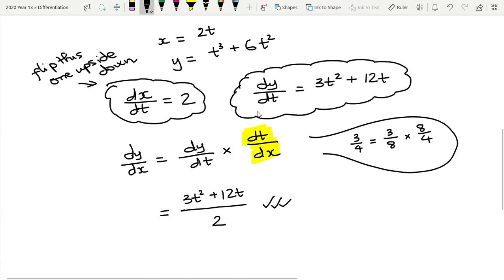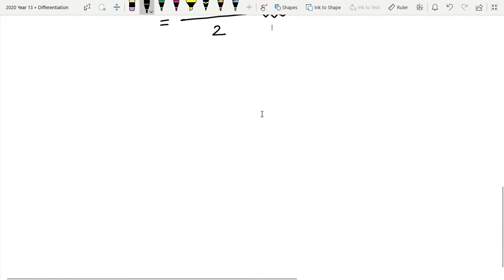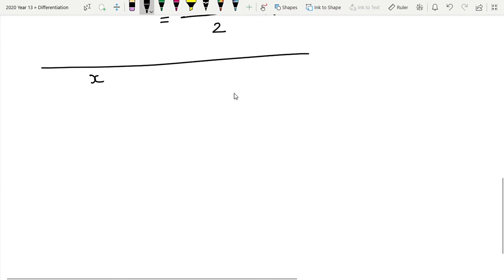Okay, let's go over a Cambridge example, a Cambridge question here. This is the Cambridge exam from 2006, I believe. So if I have x equals 2 theta plus sine 2 theta, and y is 1 minus cos 2 theta.